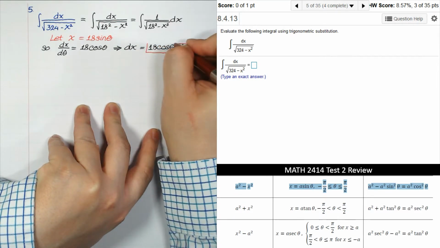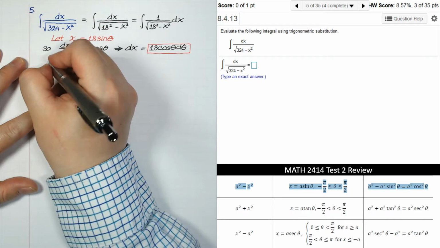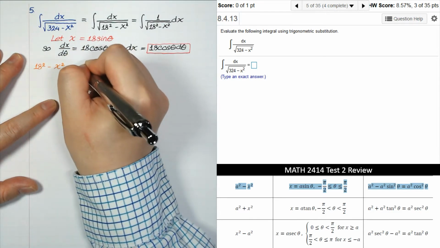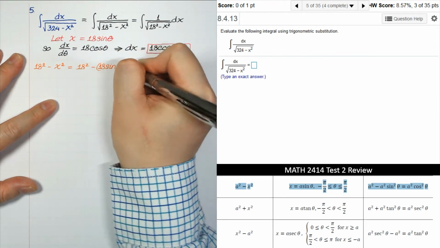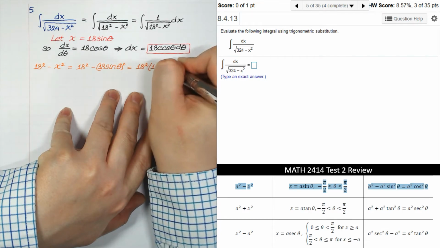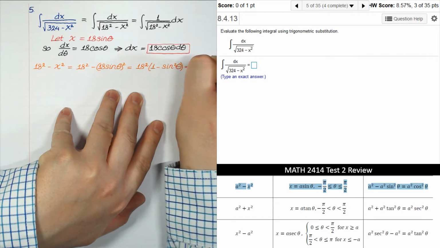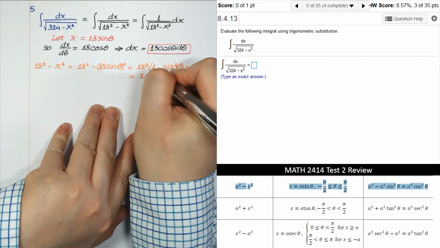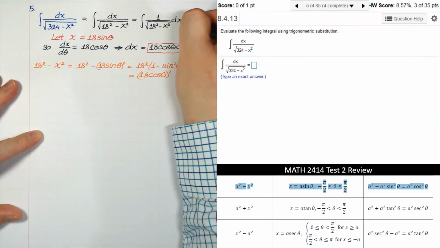So we have dx. Now we will change this to theta. 18 squared minus 18 sine theta squared, which is 18 squared times (1 minus sine squared), which is 18 cosine squared, so 18 times cosine, all of that squared. We've done this many times already.